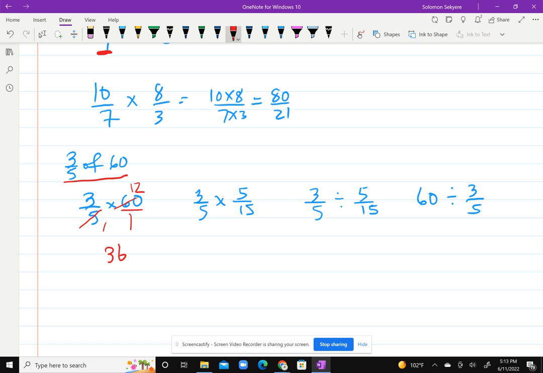So I can multiply a fraction and a whole number. I can do a fraction and a fraction. We've done that. We can also do a fraction divided by a fraction. We've done that. And finally, if we have 60 divided by 3/5, keep, flip, change. It becomes 60 times 5/3, right? 60 times 5/3. And then you simplify it. 3 goes here 1, 3 goes here 20. So it's 20 times 5 over 1, 100.